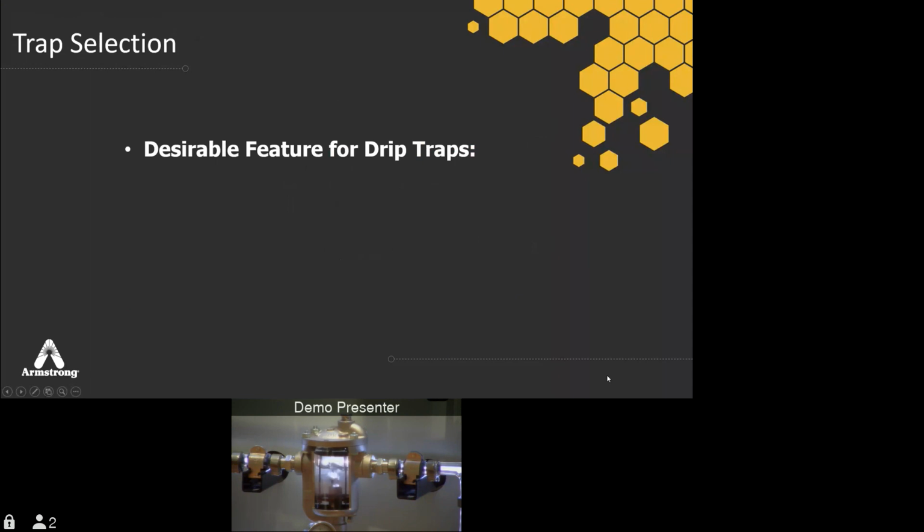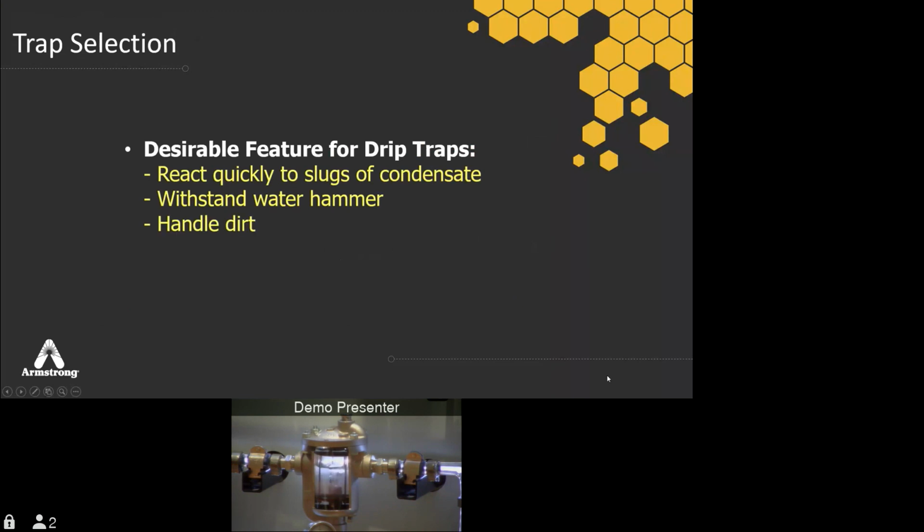When you look at traps and drip traps to go in distribution, the things that a trap needs to do, Mitchell had covered a few of those, but we want to get rid of condensate as soon as it forms. You want to be able to handle slugs of condensate. They need to withstand water hammer. Certainly there's going to be dirt, and those old systems, those are not pristine, clean looking inside that pipe. So you want to be able to handle the dirt and debris that could be in there.